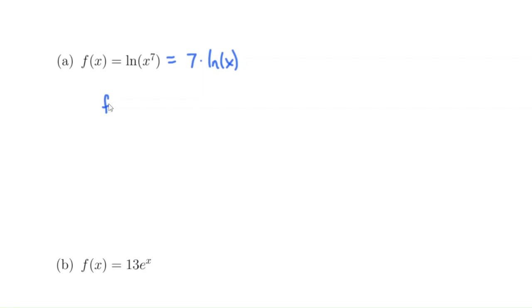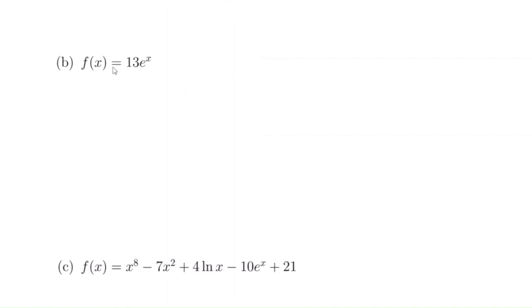Okay, now how do we take the derivative of 7 times ln of x? Well, this is just a constant. And remember, the derivative of a constant times a function is just the constant times the derivative of the function. So the derivative of 7 times ln of x is just going to be 7 times the derivative of ln of x, which is just 1 over x. So our answer is just 7 times 1 over x, or 7 over x. Okay, so notice we had to use a property of logarithms to rewrite this expression ahead of time before we took the derivative.